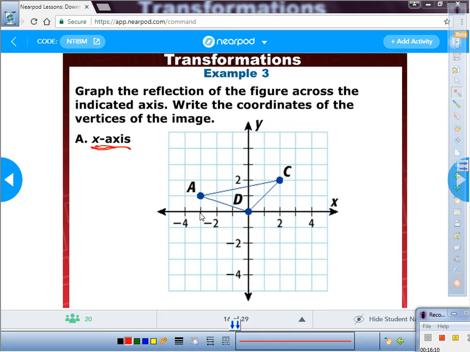Okay, here it goes again. How many steps is it away from X? 1. So therefore there should be a point 1 this way, and we label it A prime. How about D? How many steps is it away from X? 0. So we label that D prime. How about C? How many steps? 2. If I go 2 steps this way, that is C prime. And look. And I just reflected on the x-axis.